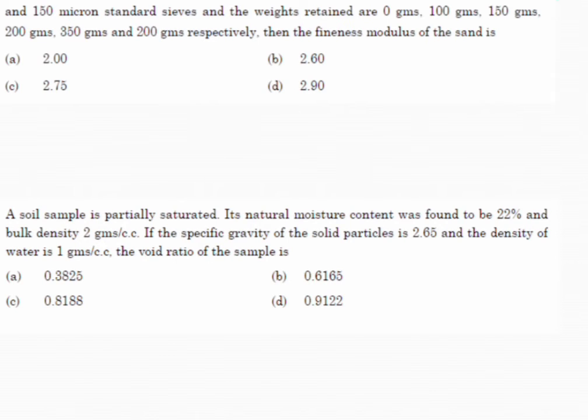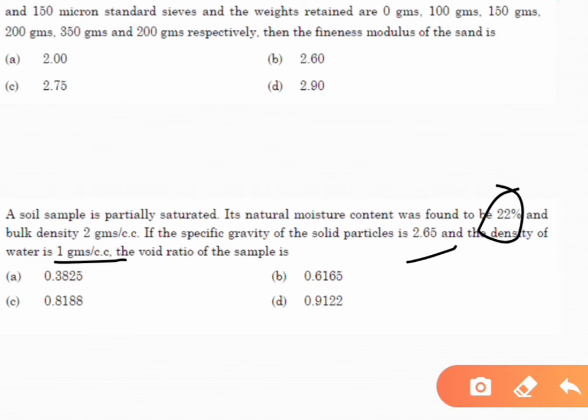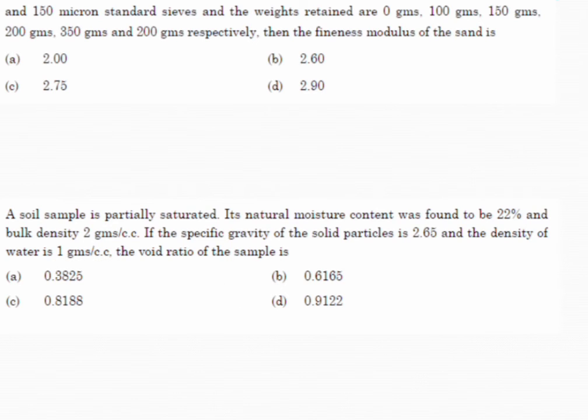In the last question of this video segment, an ISRO Civil 2018 paper, a soil sample is partially saturated, its natural moisture content was found to be 22%, and bulk density 2 gram per cubic centimeter. If the specific gravity of the solid particles is 2.65 and the density of water is 1 gram per cc, the void ratio of the sample will be. We need to calculate e, which is the void ratio.